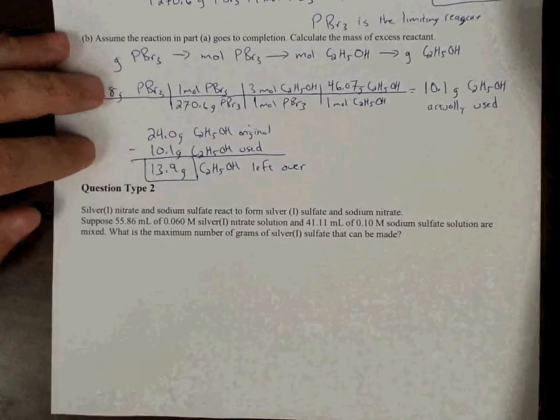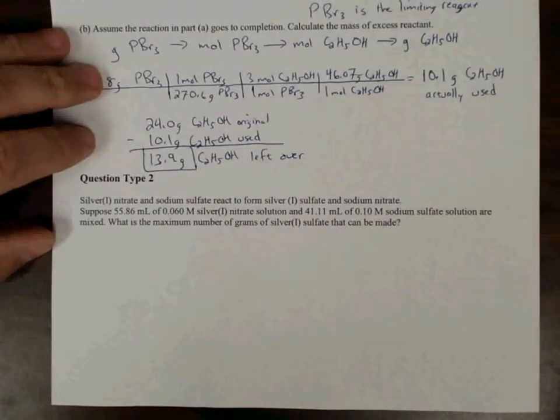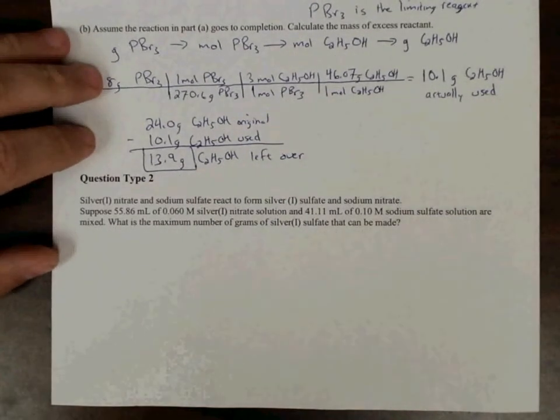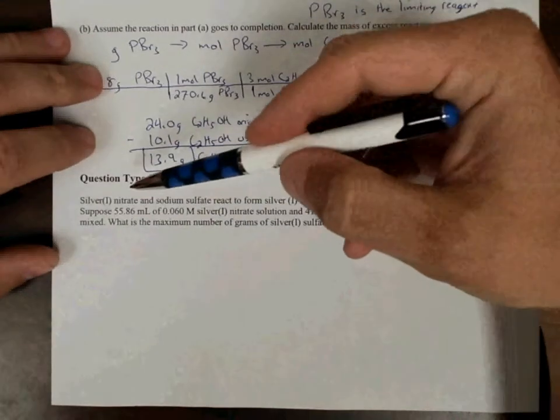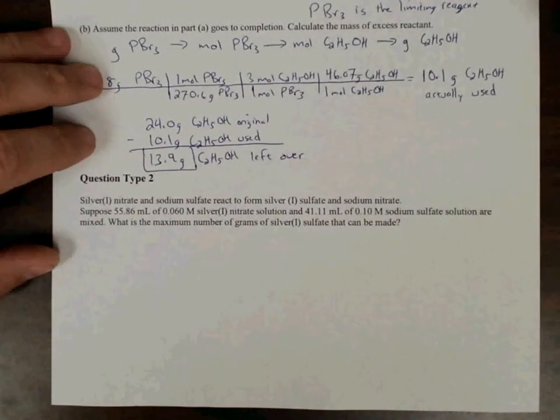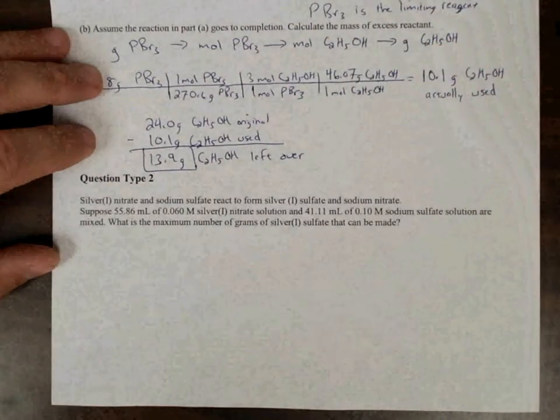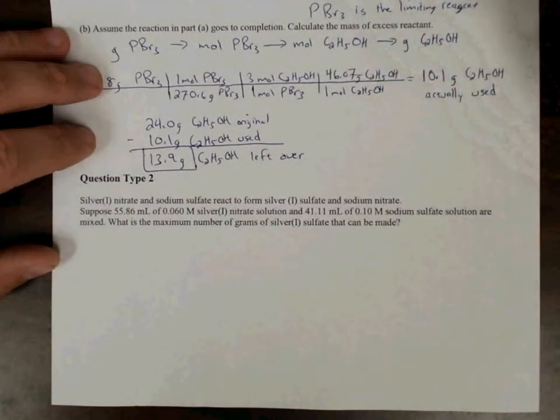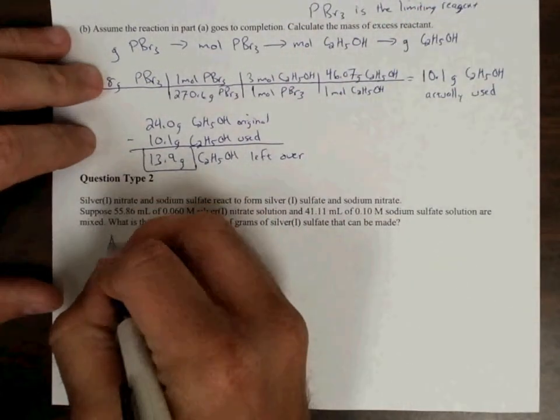Now let's go and work on the type 2 question. This one's going to be a little bit longer because it's a word problem, and I want you to convert words into formulas so that you can be proficient for that for the exam. So silver 1 nitrate, we need to convert that from words into a formula.